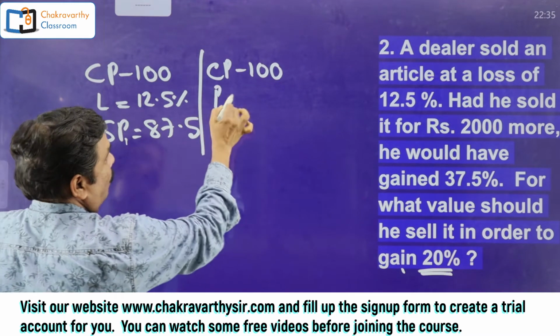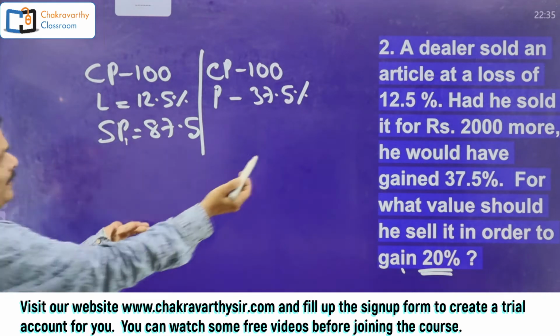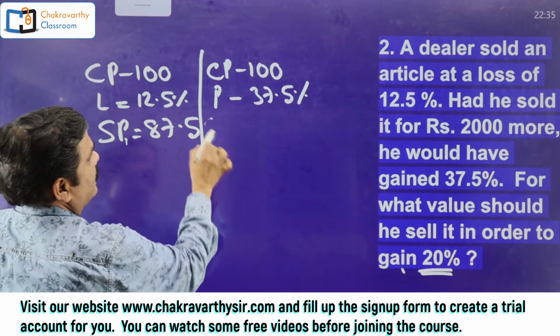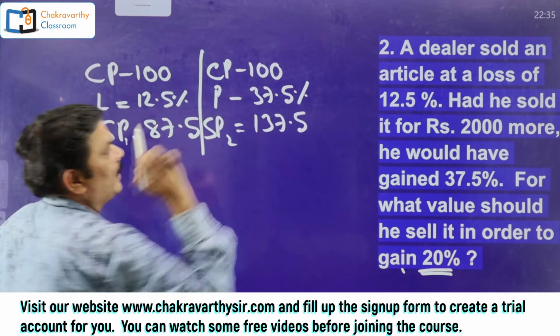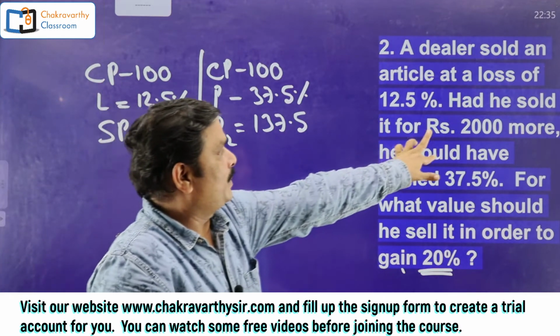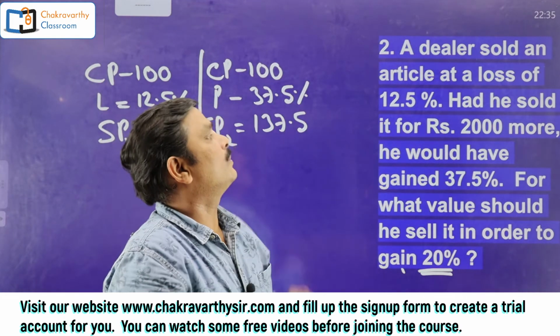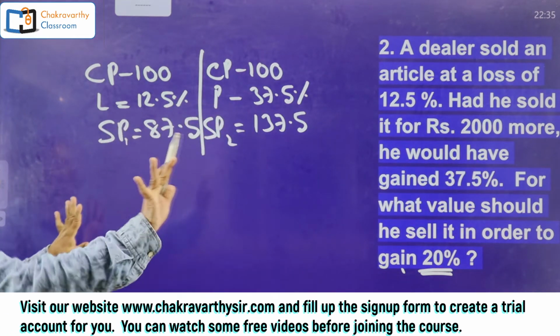So here, profit is 37.5%. So directly you can say, instead of any fraction, selling price 2 is equal to 137.5. As simple as this. Now students, the difference between the two selling prices is 2000. Had he sold it for 2000 more, now you bring it with the help of the unitary method.